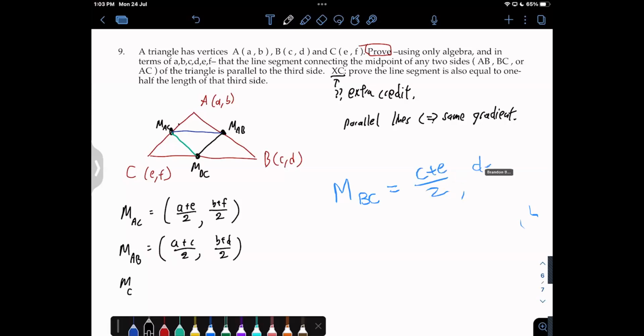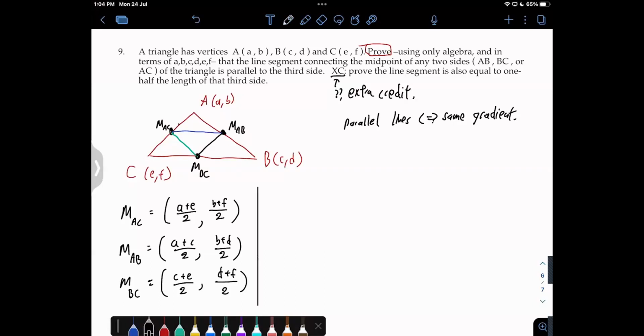How about M_BC? I should be consistent. For BC, C plus E over 2, then D plus F over 2. You know what? Let's try to be alphabetical. Instead of E plus C, I put C plus E in case we get confused. Okay, good. Because there are a lot of letters going on. Try to be systematic. It's not difficult to follow.